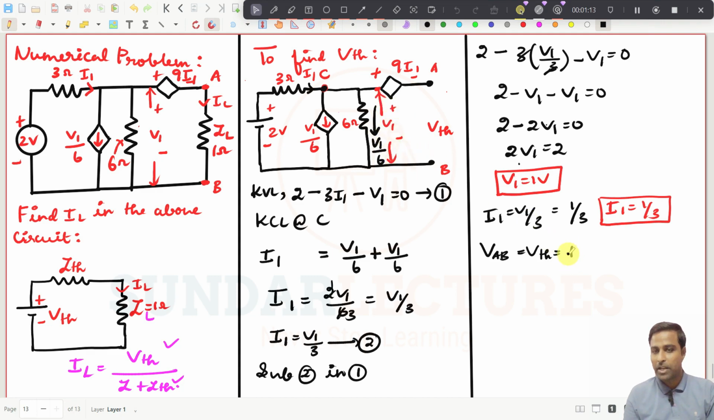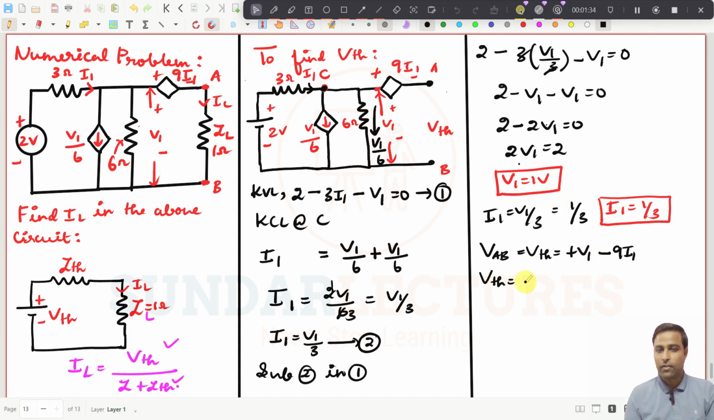So it will be plus V1, and here I am just traveling from plus to minus in this voltage source. So I have to put minus 9 into I1. That is the voltage source, right? Minus 9 into I1. So I have reached point E. So that should be VAB and that should be VTH.